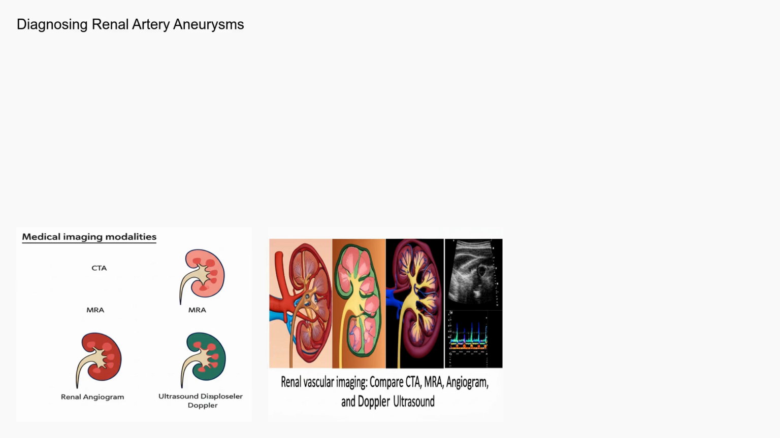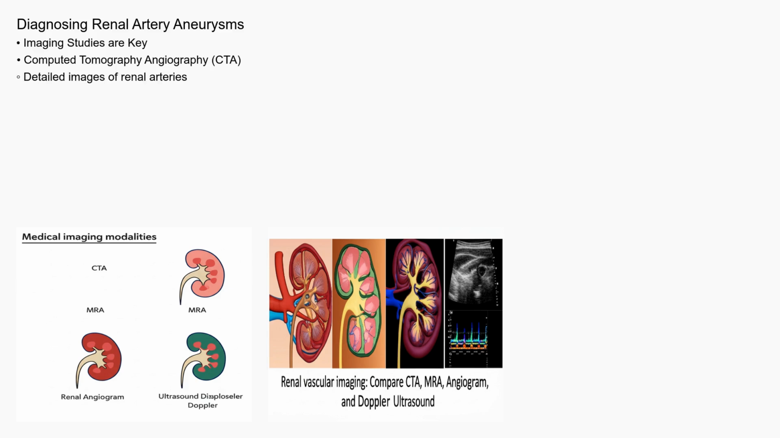So how are renal artery aneurysms diagnosed? The diagnosis typically involves imaging studies. A computed tomography angiography, or CTA scan, is commonly used as it provides detailed images of the renal arteries. A magnetic resonance angiography (MRA) scan is another option, especially for those who can't tolerate the contrast dye used in CTAs. A traditional renal angiogram, where a catheter is inserted into an artery to inject dye and take X-rays, can also be used, but is less common now due to the availability of less invasive techniques. Ultrasound, particularly Doppler ultrasound, can also be used to assess blood flow in the renal arteries but may not always visualize the aneurysm directly.